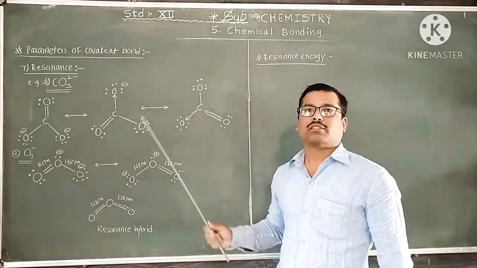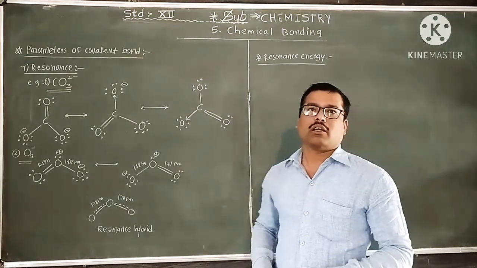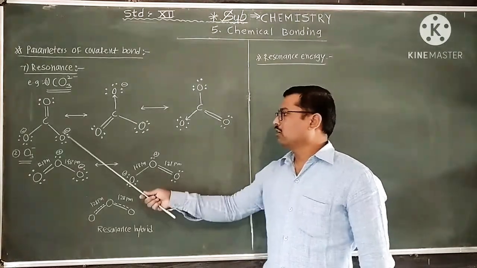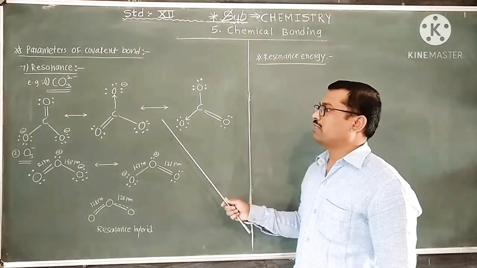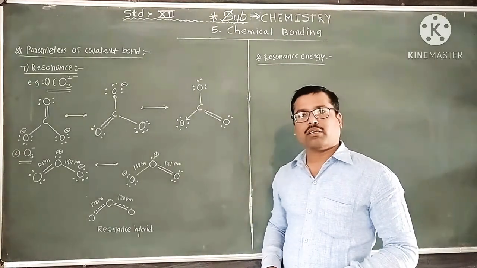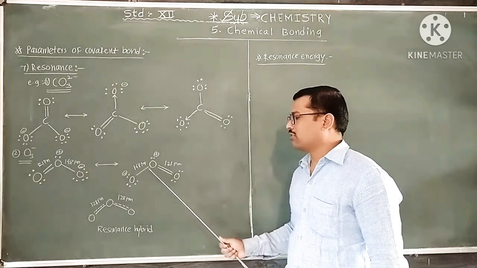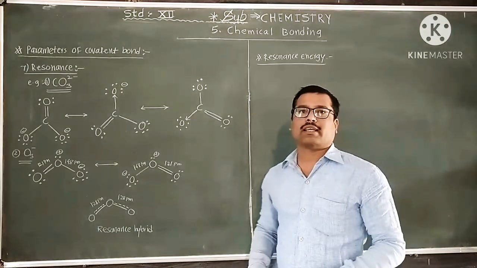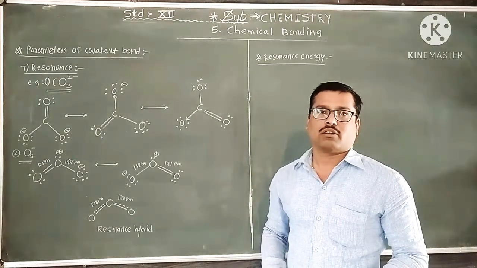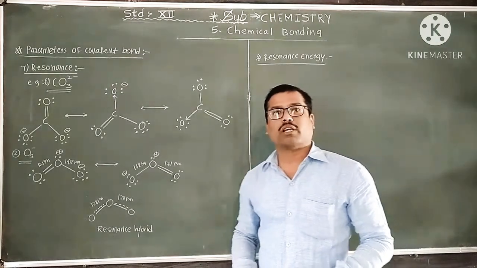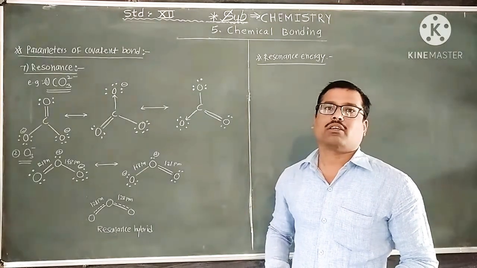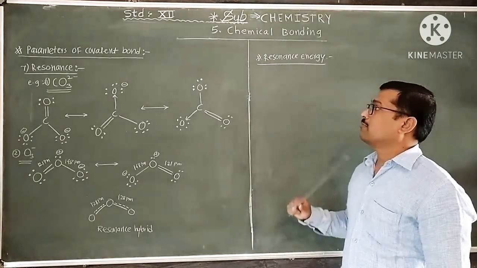The energy of these resonating structures or canonical structures is different from the energy of the resonance hybrid. The difference in energy between the most stable structure, the resonance hybrid, and the different resonating forms is called the resonance energy.